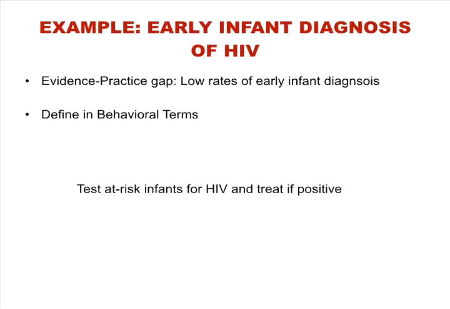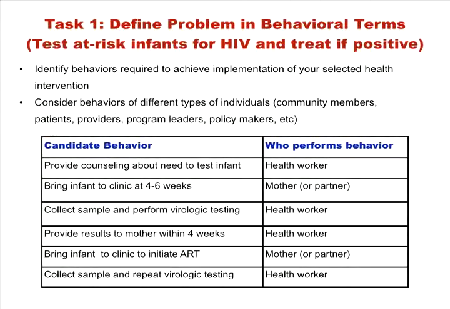Now we're going to get into specific behaviors. I think you mentioned one. They need to counsel mothers to come back to get tested at a certain time. Or the behavior is, I hope I got it right, test at-risk infants for HIV and treat them if they're positive. What needs to happen? Okay, we need to counsel them to come back at 6 weeks, and then what else?